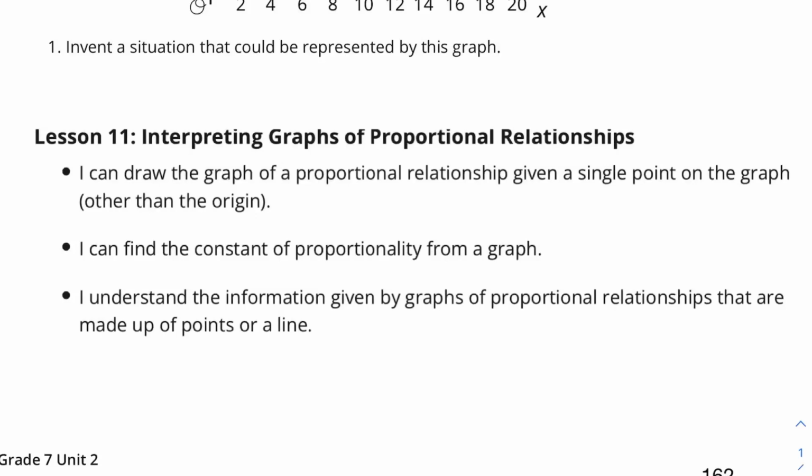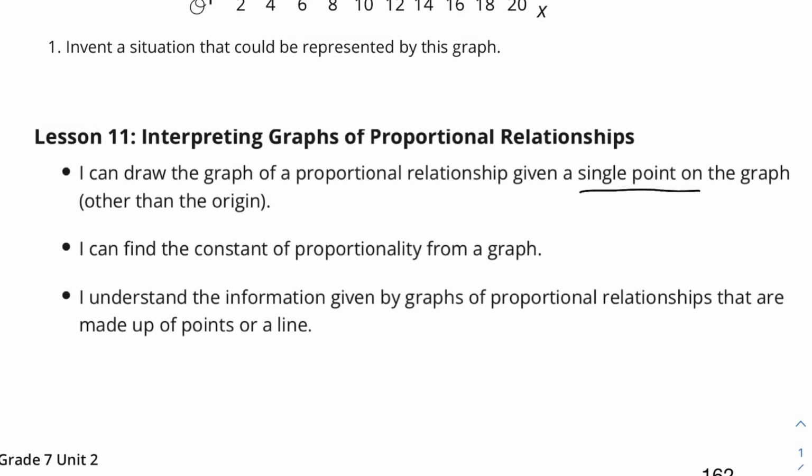Unit 2, Lesson 11, Interpreting Graphs of Proportional Relationships. Let's first review these learning targets before we start our lesson. It says, I can draw the graph of a proportional relationship given a single point on the graph, other than the origin. So it will not be the origin, it'll be some other x and y value.